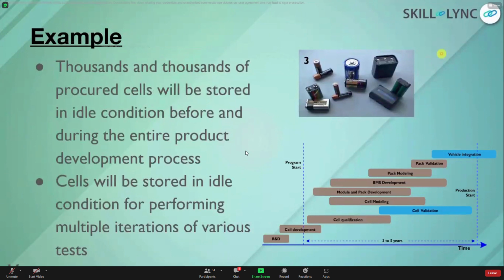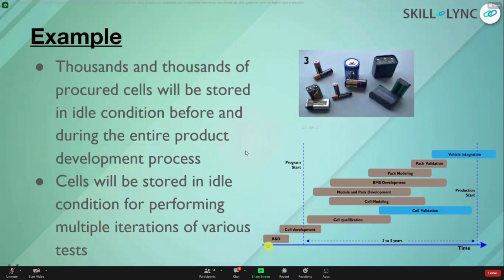But when you take a company which does the complete vehicle from scratch or from in between, where it starts from R&D to vehicle integration, it easily takes 1.5 years to 2.5 years, and that is a long time. As you can see from the graph, from the cell development to the overall vehicle integration, it easily takes 3 to 5 years. It depends upon the company, but 2.5 years to 5 years is the range.